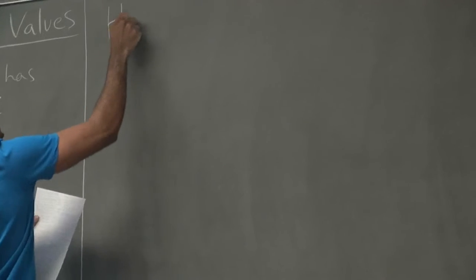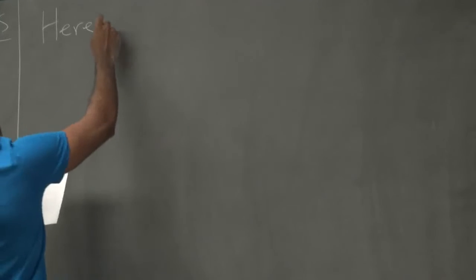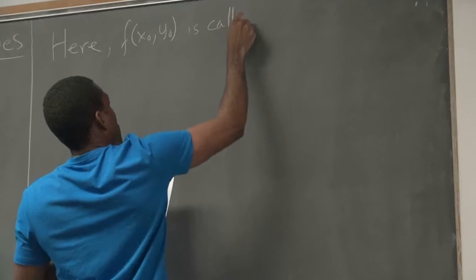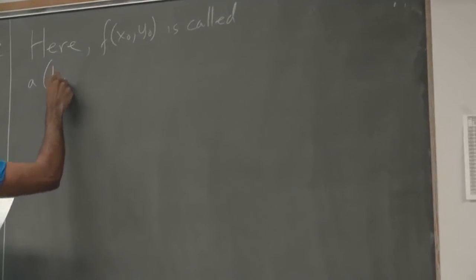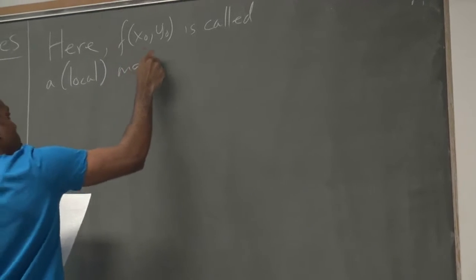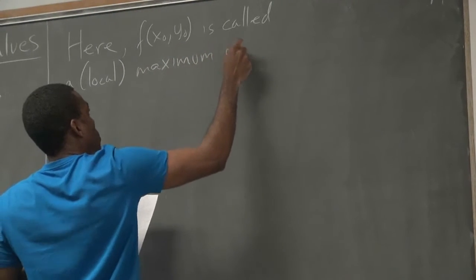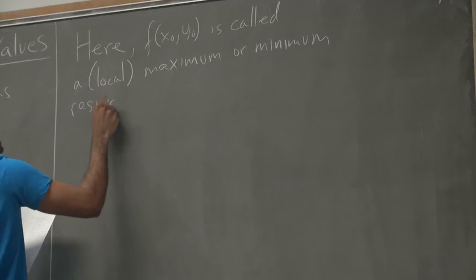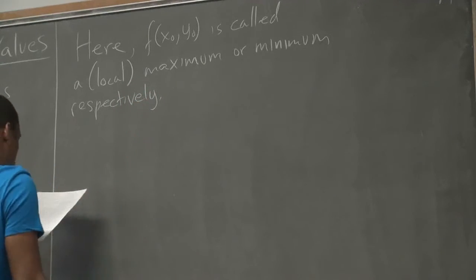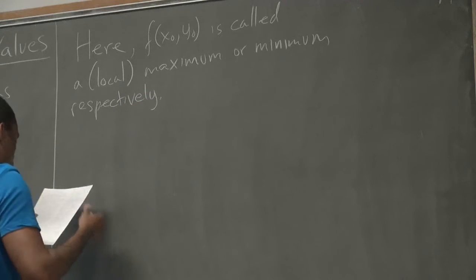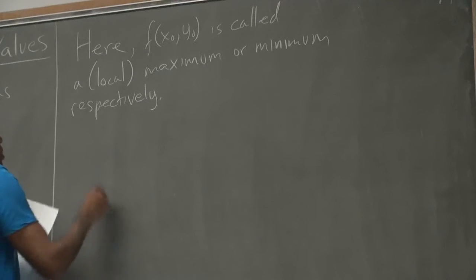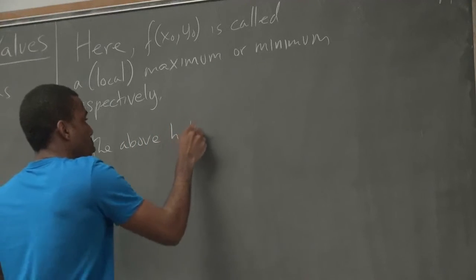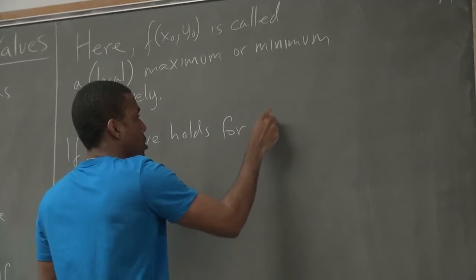So here, again, more familiar terminology. f of x naught, y naught is called a local maximum or minimum, respectively, if the above holds for all points near it.